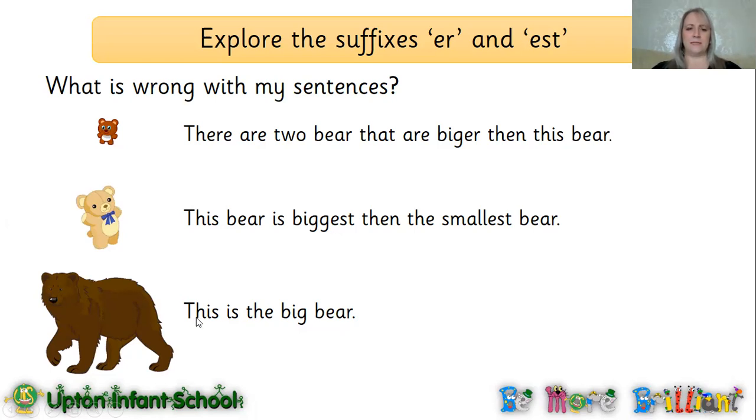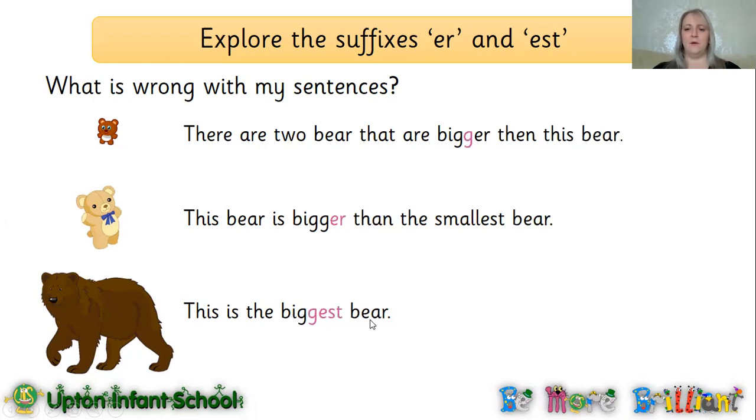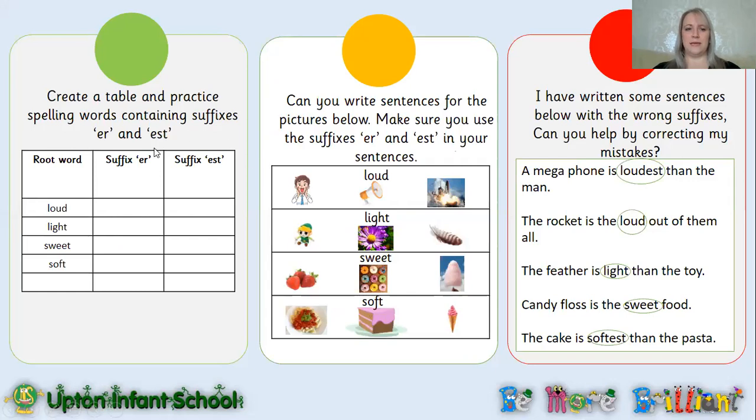And the final sentence, this is the biggest bear. So this big needs to change to this one here. This one just needs to come down here, doesn't it? To say this is the biggest bear. Well done if you spotted all of my mistakes.